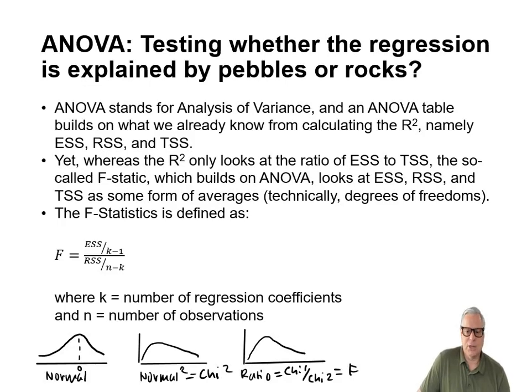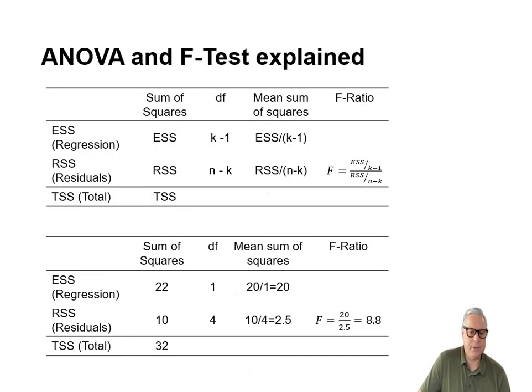Okay, so now let's take a look at an ANOVA table. That is what it looks like in general terms. What you will see is the sum of squares. Those sums of squares we already know from the calculation of R squared. So we have the sum of squares for the regression, that was 22. Then we had the residual sum of squares, that was 10. The total sum of squares was 32.